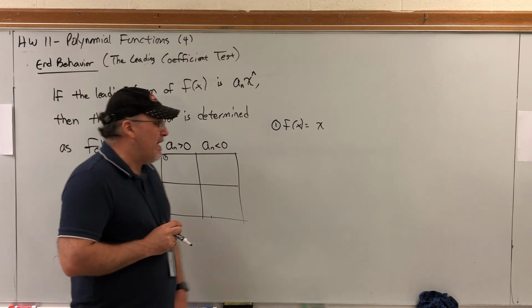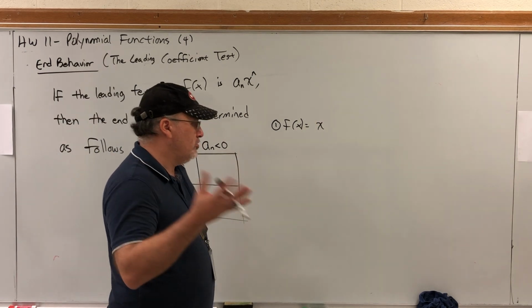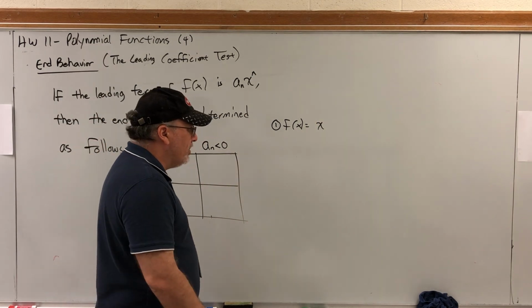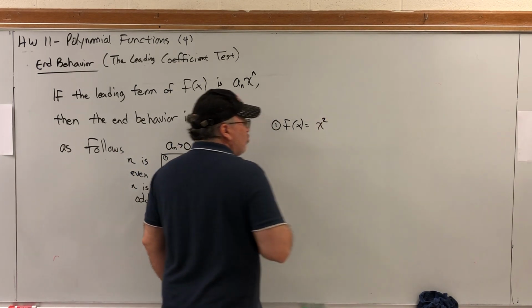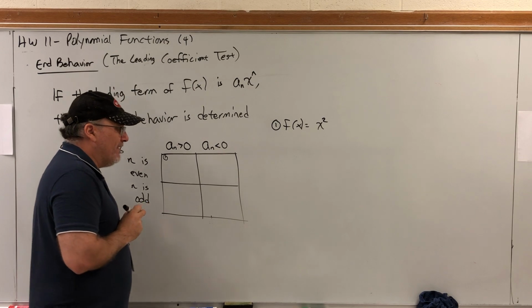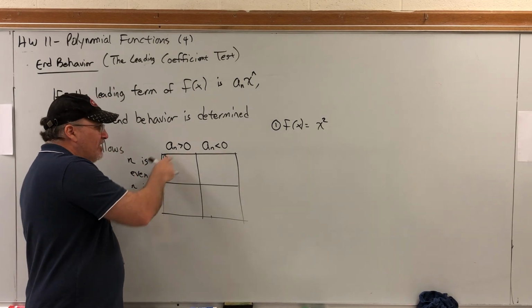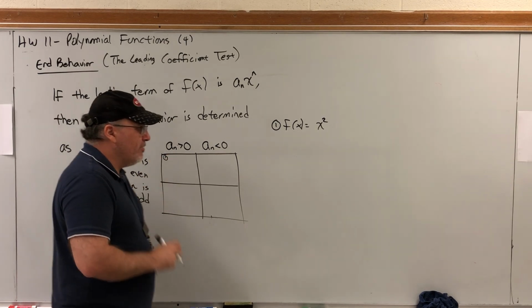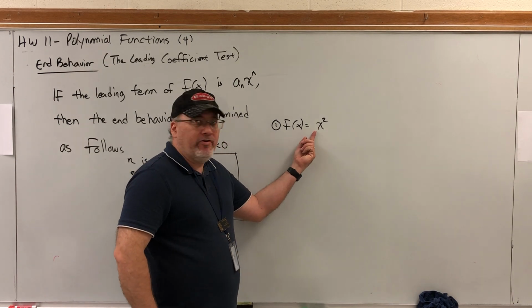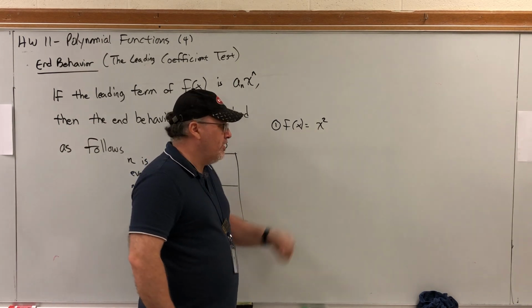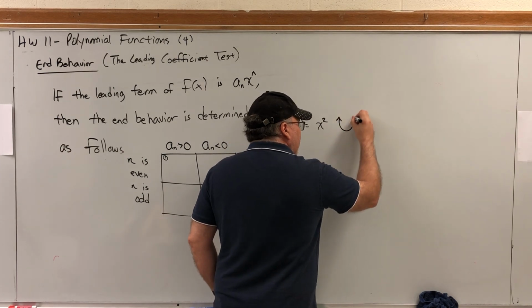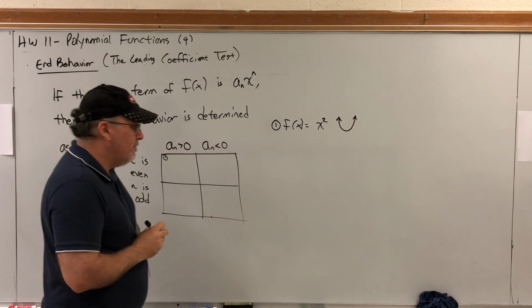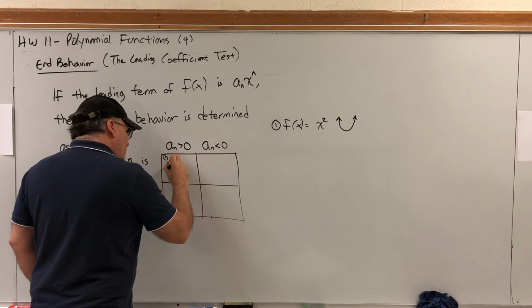Well, if I want the highest power to be even, I can put 2, 4, 6, or whatever, but let's choose the smallest even number we can, 2. And if I want the leading coefficient to be positive, then I need a number in front that's positive, and there already is. This is positive 1. Well, I know what this graph looks like. That's a parabola that opens up. Both ends rise.